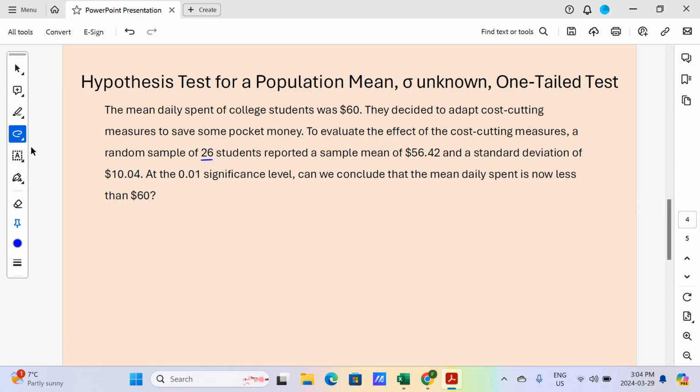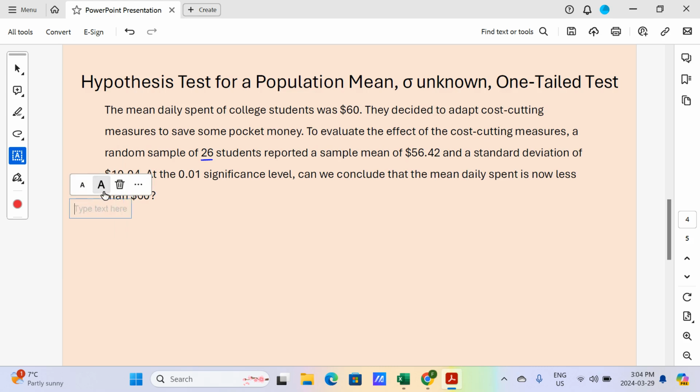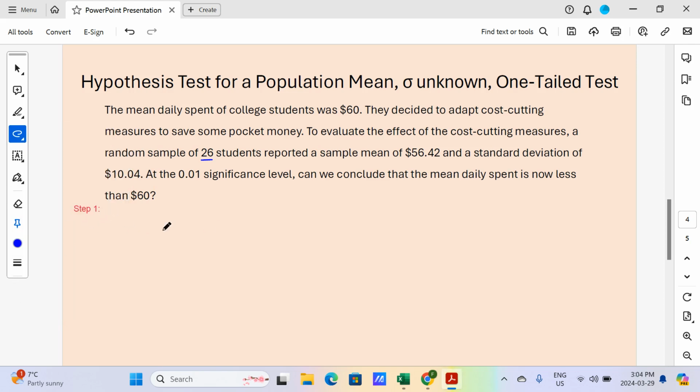Okay, look at here. In step one, we need to formulate H0, the null hypothesis, and H alternative, H1. We are going to test if the population mean is less than 60. Write that as a math expression: mu is less than 60.